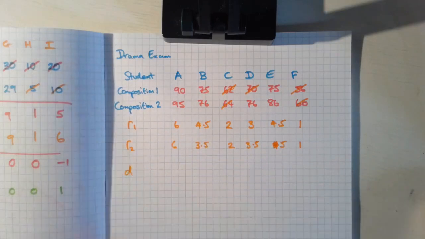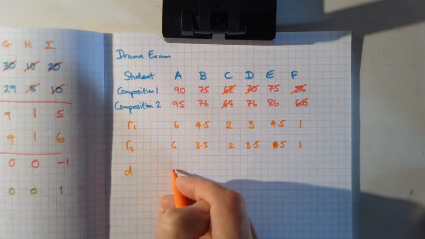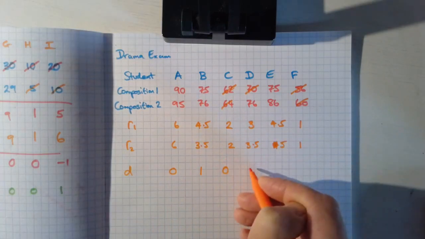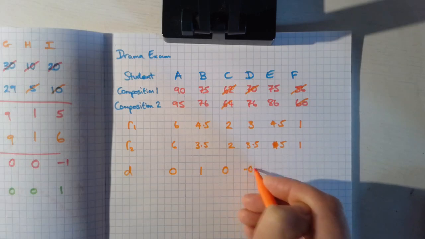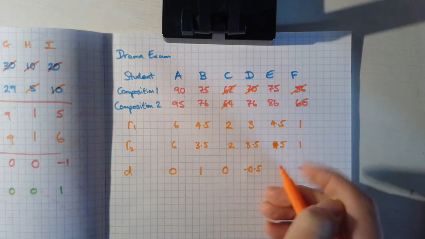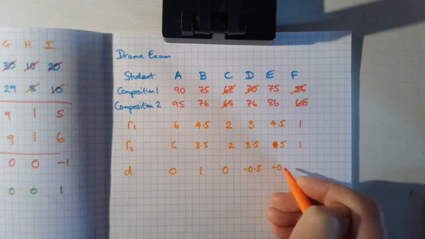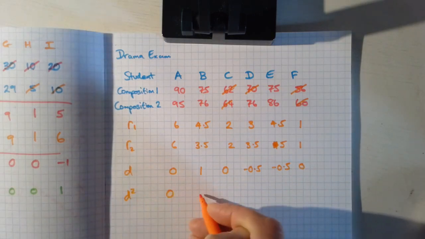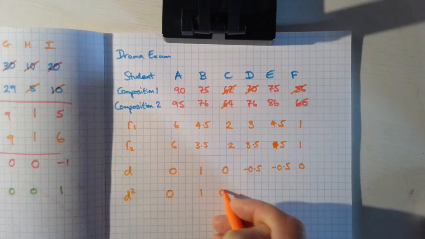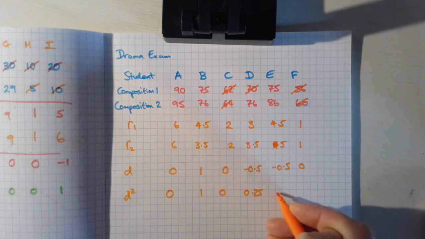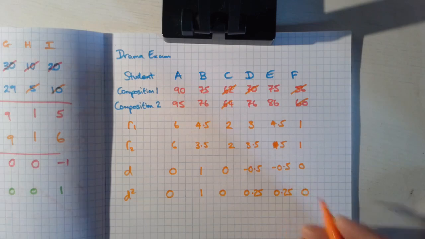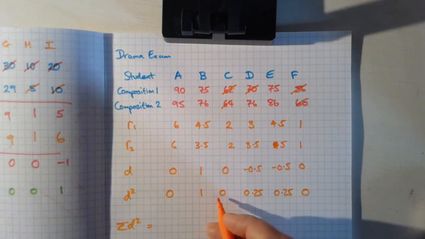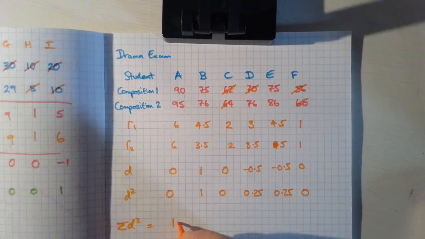So now we look at the differences. And we have 0, we have 1, we have 0, 3 take 3.5 is minus 0.5, 4.5 take 5 is minus 0.5 again, and then a 0 on the end. So d squared would be 0, 1, 0, 0.25, 0.25, and 0. So the sum of d squareds would be 1 plus this, which is 1.5.